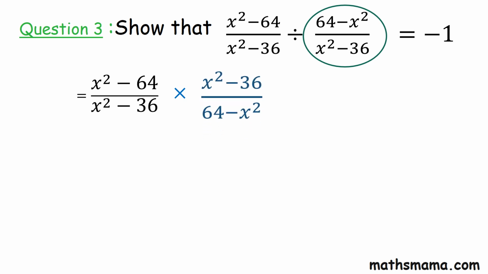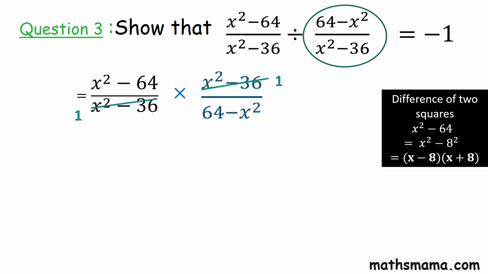Okay. So once you convert it to multiplication, you see that x squared minus 36 is common, and then we can easily cancel it off rather than finding the factors for those two, right? So once you cancel it off, what's remaining? x squared minus 64. You can use difference of two squares to factorize. So here I'm not going to explain it further because I hope you have learned how to use difference of two squares to factorize quadratic expressions.